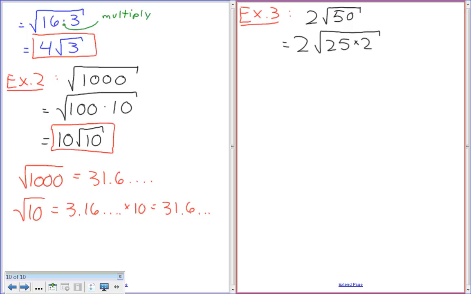All right, what's the square root of 25? 5. 2 times 5 is? I'll show that as a middle step here, but eventually we won't. There we go. I'm pausing the video and then you guys can ask questions.